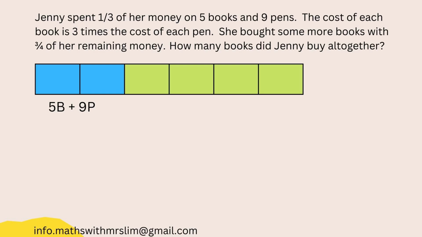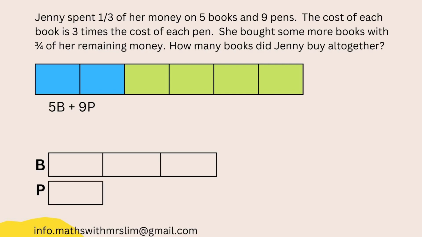Alright? After we settle this part, there is one piece of information we haven't touched yet. It is the cost. Each book is 3 times the cost of each pen. If I want to draw a model to show this relationship, how many units should I draw for the book? And how many units should I draw for the pen? 1 unit for the pen, 3 units for the book, right? Which one is more expensive?